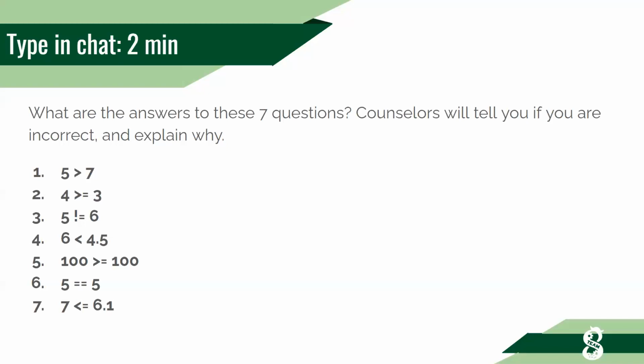So just a reminder, the answers should not be incorrect or correct. They should be either false or true, because these conditions evaluate to Boolean values. So when I say 5 is greater than 7, it should evaluate to false, not incorrect.